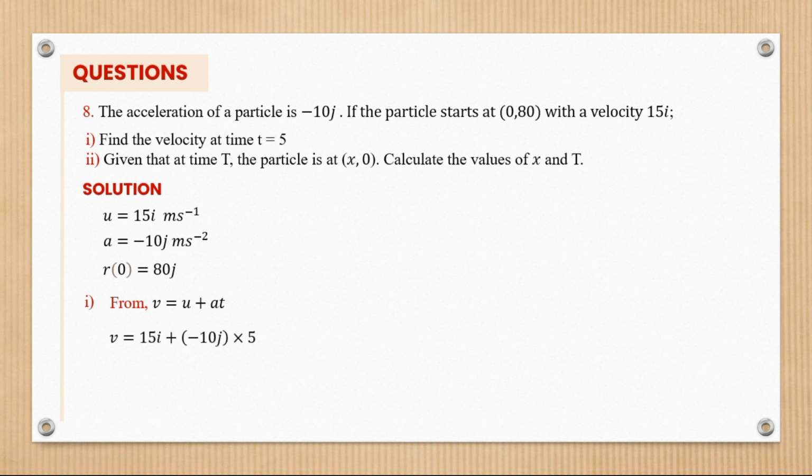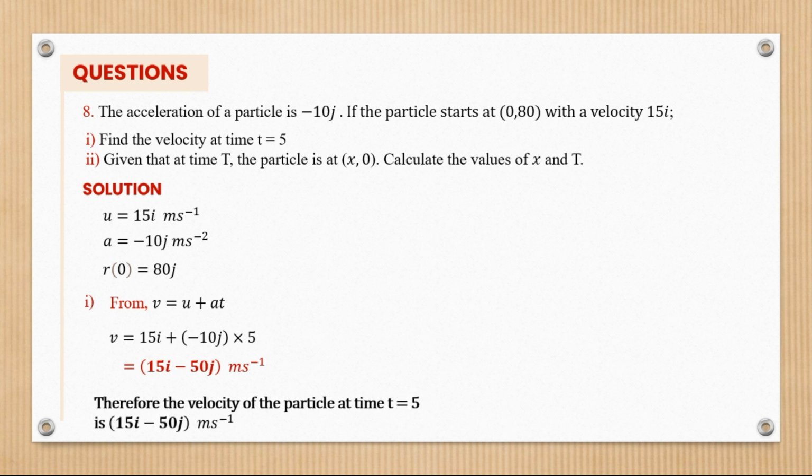So we're going to have v equal to 15i plus, in brackets, negative 10j times 5, so I'll have it as 15i minus 50j meters per second. Therefore, the velocity of the particle at time t equals 5 is 15i minus 50j meters per second, and that is the answer they wanted.